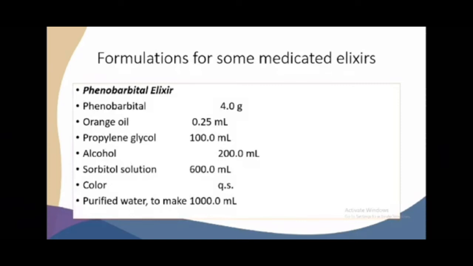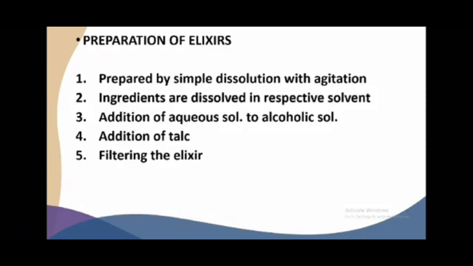So this is the formulation for some medicated elixirs, specifically the phenobarbital elixir, which is an antihistamine elixir. So it is composed of phenobarbital, orange oil, propylene glycol, alcohol, sorbitol solution, color, and purified water to make 1000 ml of this. So we are now going to discuss the method of preparation or the preparation of the elixirs.